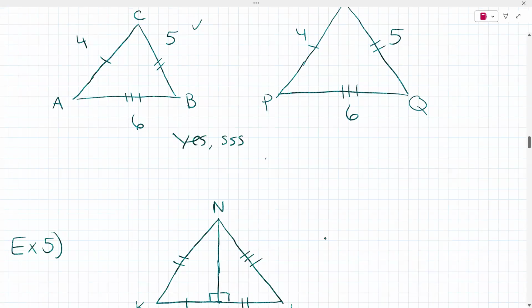Or you could say triangle ACB is congruent to triangle PRQ.